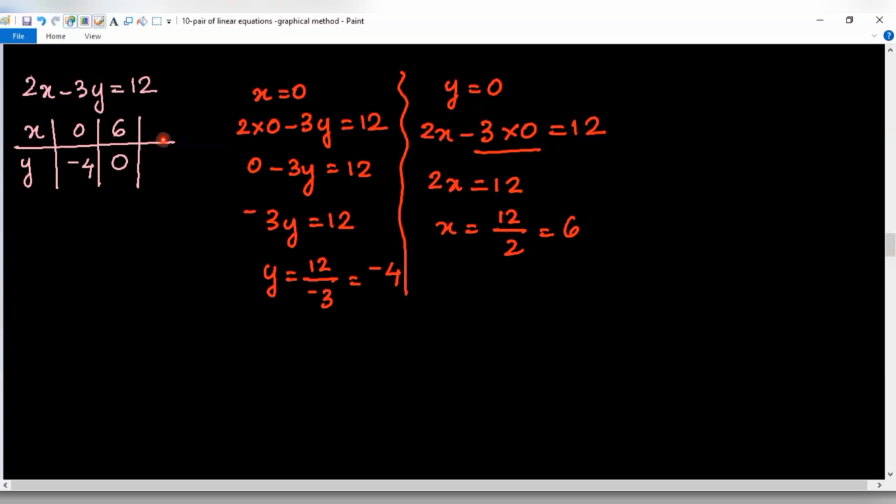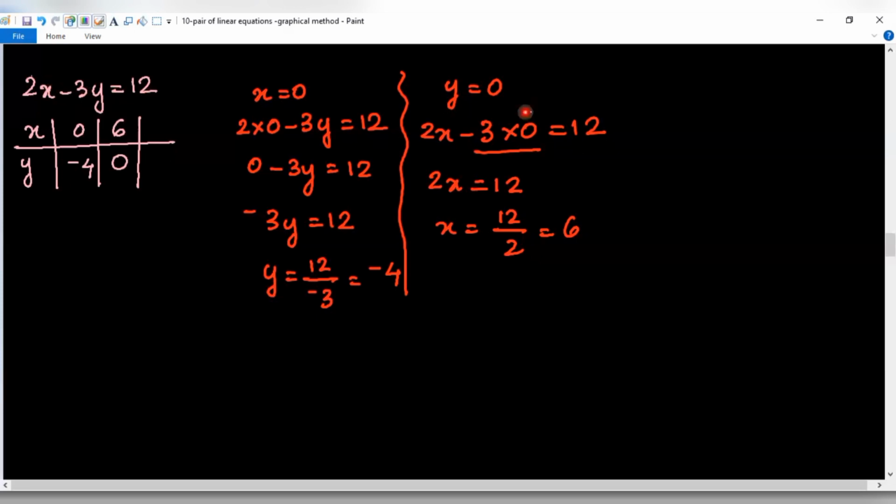Now, let us check what happens when y equal to 2. Okay, what happens when y equal to 2? How we are choosing is, here we have a 2 and here we have a 12. See, both are multiples of 2. So I am taking a 2 here because all the terms will be multiples of 2.